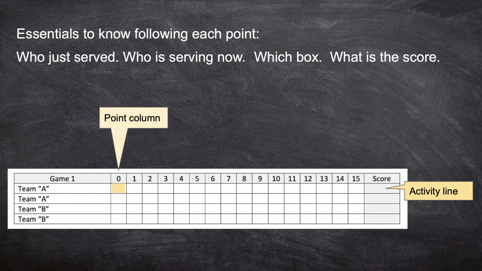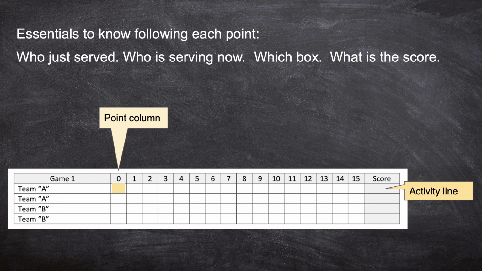There are 16 cells following each player's name. We call that their activity line. There is a number line 0 to 15. We will refer to particular columns when data is to be entered. The essential bits of information are coded by what and where you write.